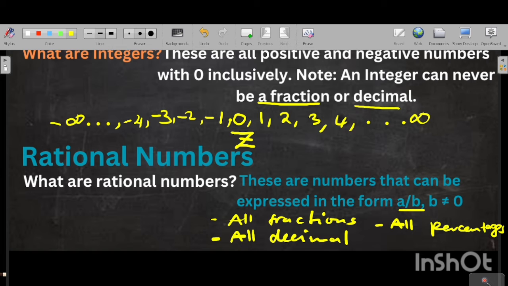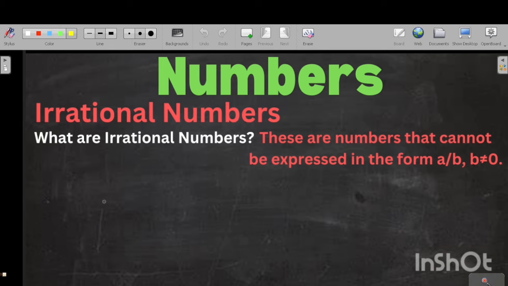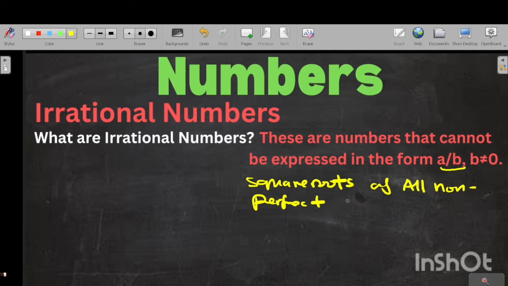So this is very important for you to know. All right, the last part of numbers that we're going to look at under real numbers are irrational numbers. What are these irrational numbers? These are numbers that cannot be expressed as fractions, or these are numbers that cannot be written in the form a over b. So examples of irrational numbers include square roots of all non-perfect square numbers. So the square roots of all non-perfect square numbers are irrational.